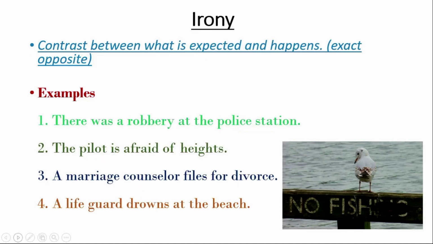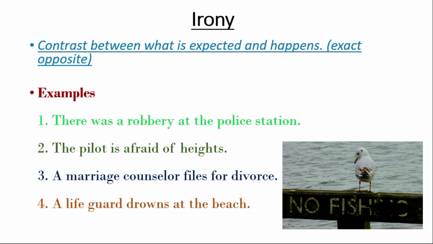Let's move on to the next one, which is irony. So what is irony? Irony is a contrast between what is expected and what happens. Sometimes you expect something, but the exact opposite happens. So that is called irony. Like, if you know in Julius Caesar, Caesar calls Brutus and others his closest of friends. But unfortunately, they end up stabbing him and killing him. So that is an ironical situation. So irony is the contrast between what they expect and what happens.